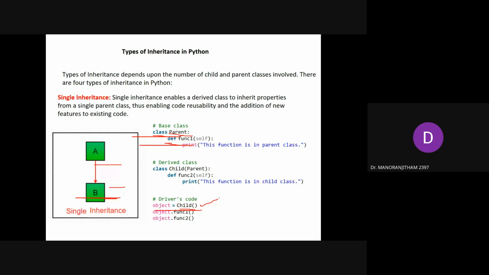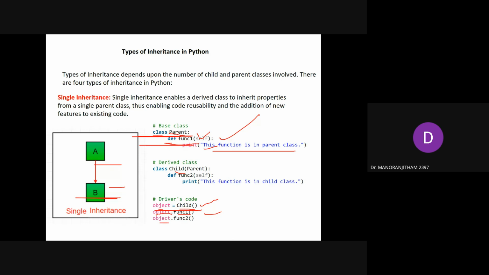Using this inheritance property, if I have created the object for this child class, then I can also access the parent class using the object. You can see here the object is created for the child class, and using the same object, function one is called. This function is already present in the parent class, but I have used the object of the child class to call this method, and I am able to access it.